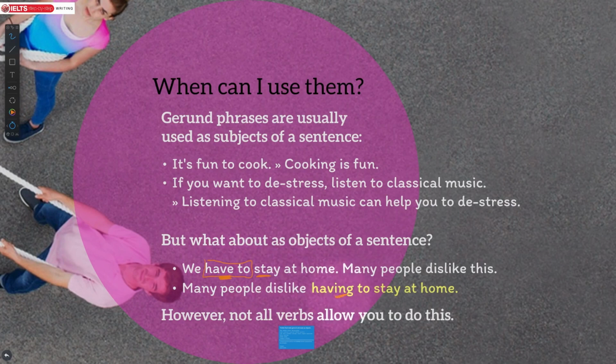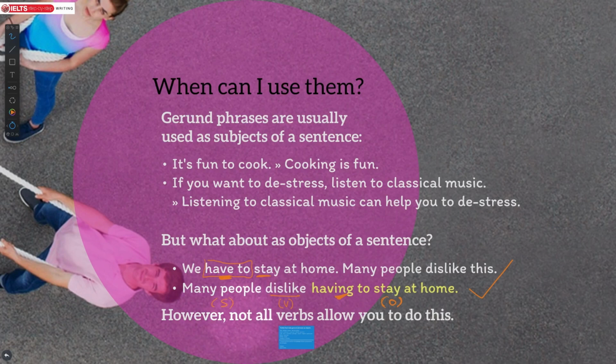So I change the main verb into the ing form, and then I have a perfectly good gerund phrase used to complete this sentence. There's the verb, dislike, not like. So many people dislike, and then all of that becomes the object of the sentence. Okay. And then many people, obviously, is the subject.